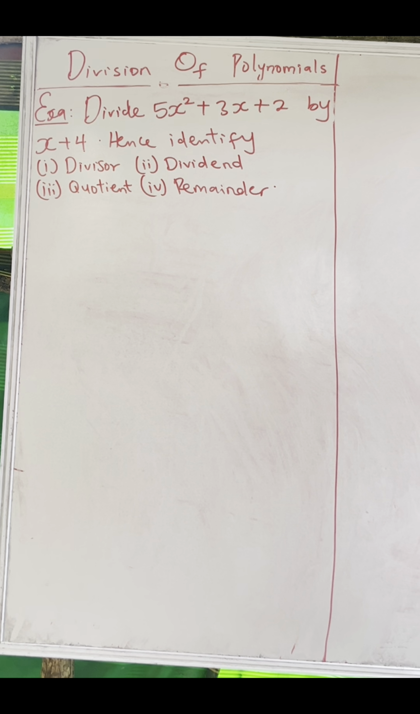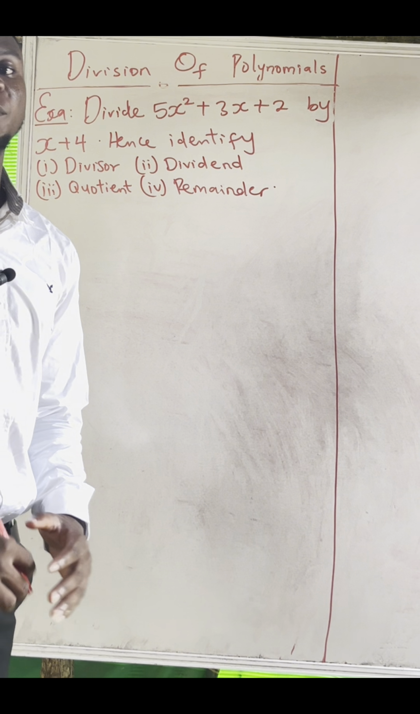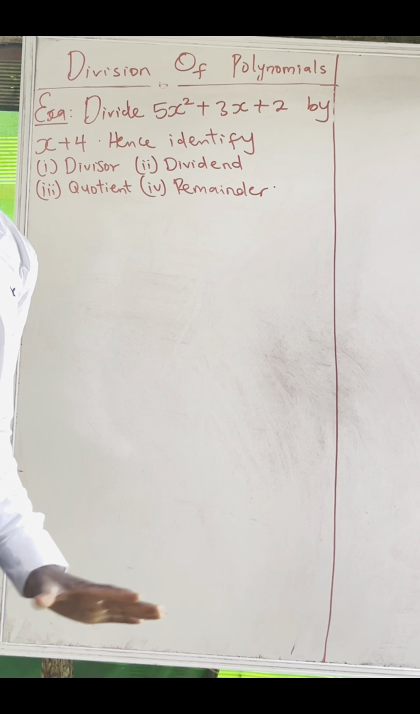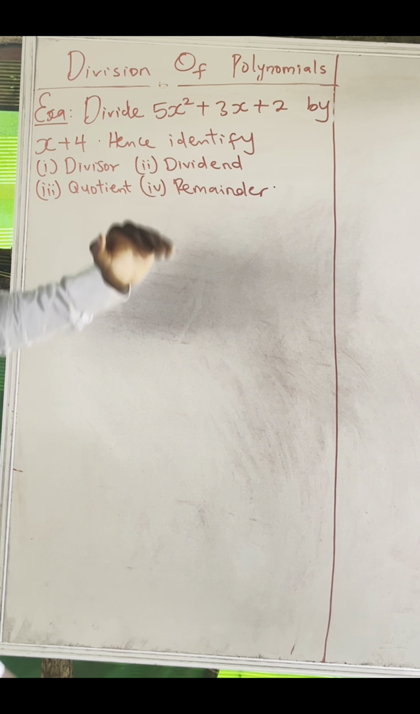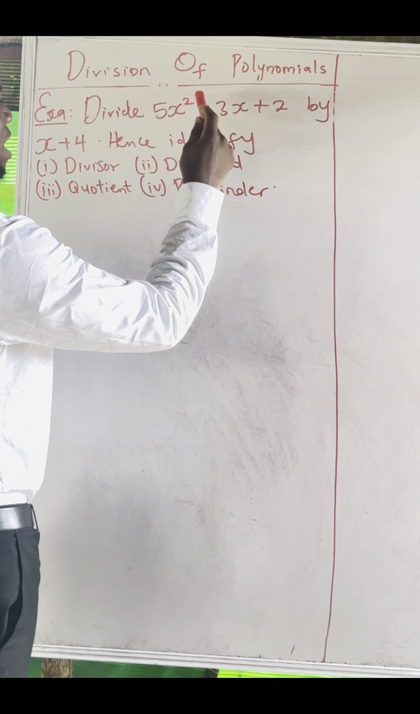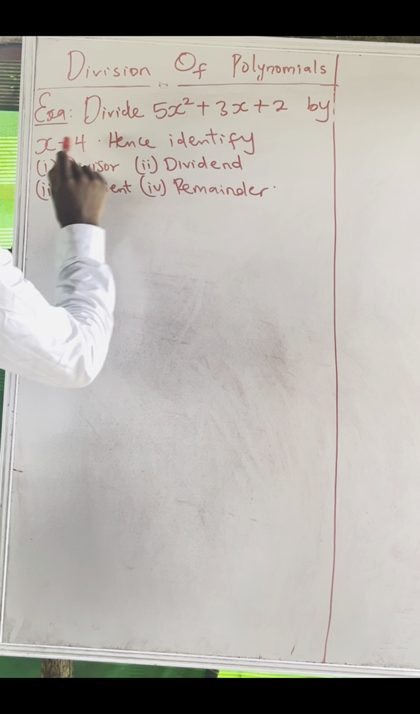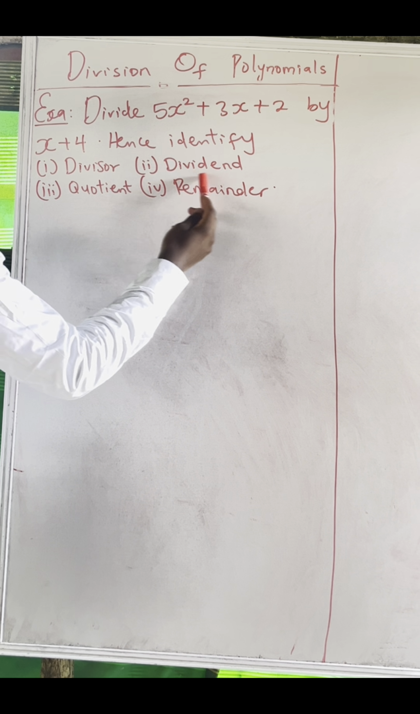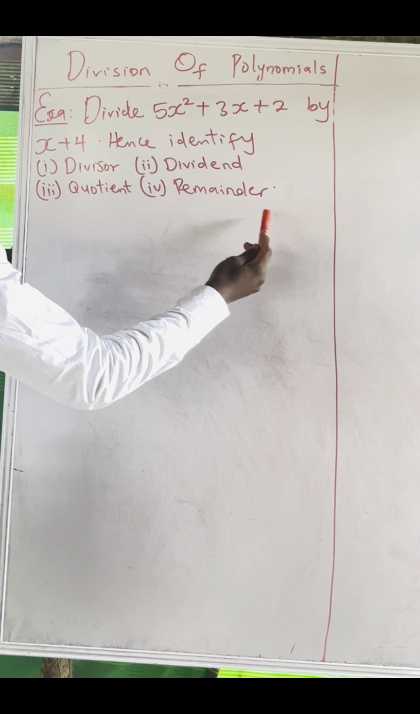Well done, guys. In this video, we are going to be talking about the division of polynomials and zeros of polynomials. Let's start with the division of polynomials. I'm going to be using a particular example to explain all you need to know under the division of polynomials. Follow me, guys. The question is, divide 5x squared plus 3x plus 2 by x plus 4. Hence, identify the divisor, the dividend, the quotient, and the remainder.